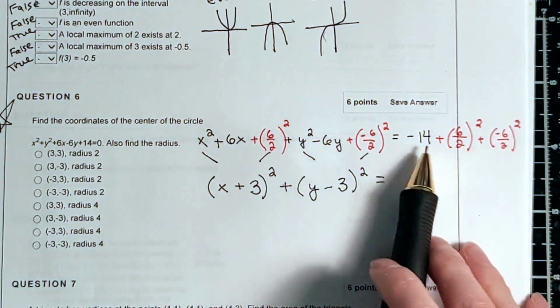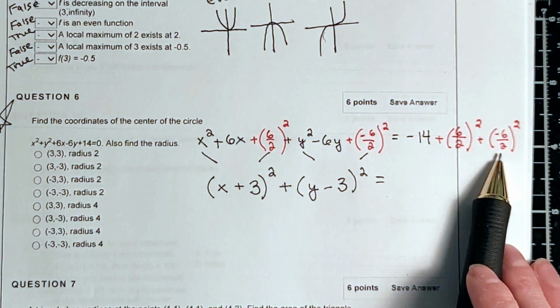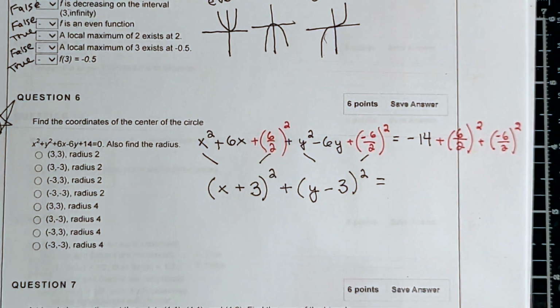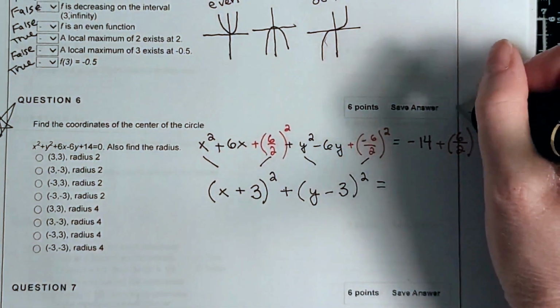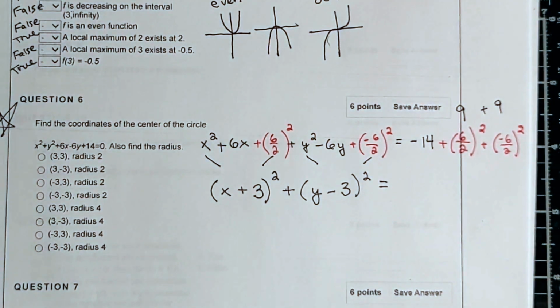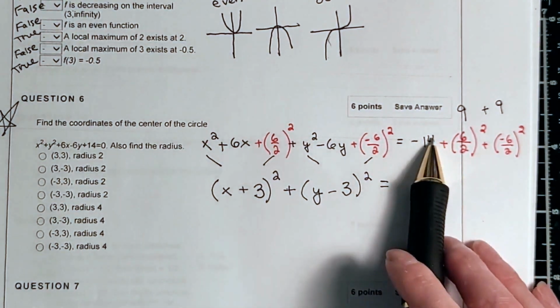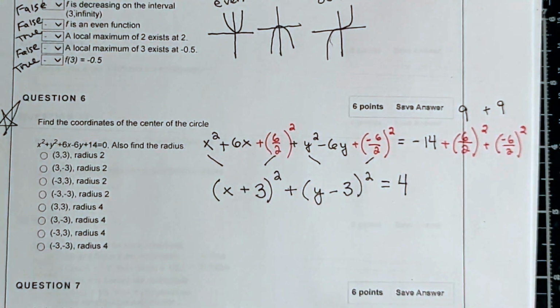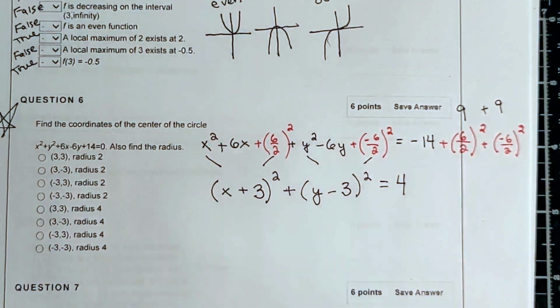And then I would probably get out my calculator and calculate what all of that part is. So negative 6 divided by 2 is 3, and 3 squared would be 9. So we're looking at 9 plus 9, which is 18, minus 14, so that would be 4. And you can just type this whole thing in the calculator if you want to.